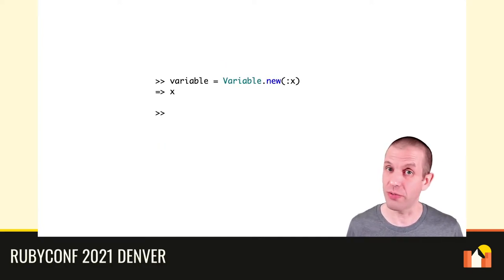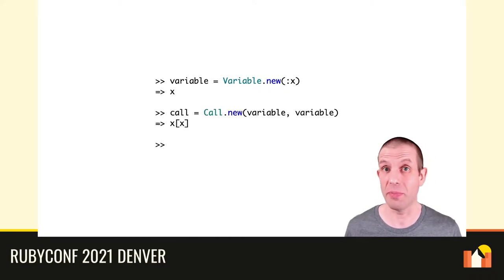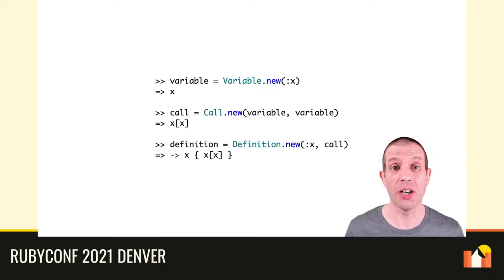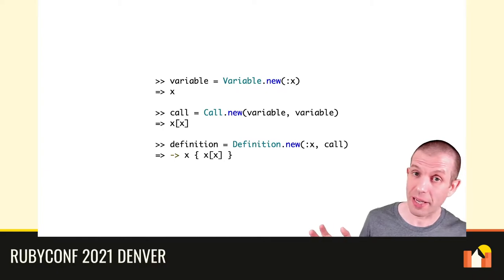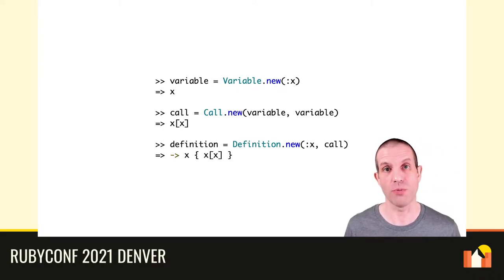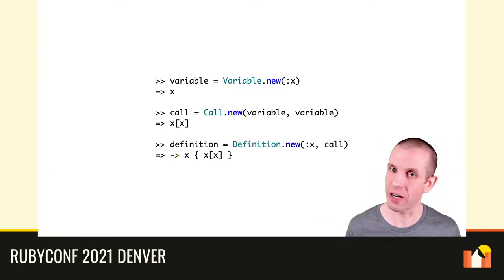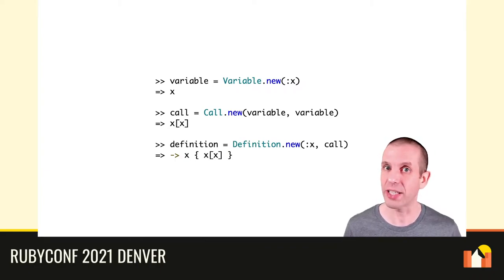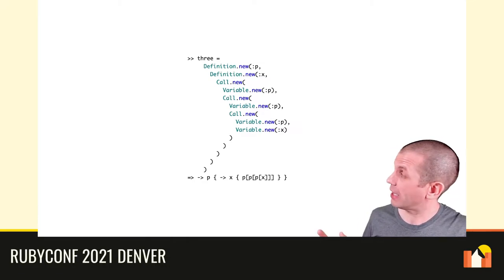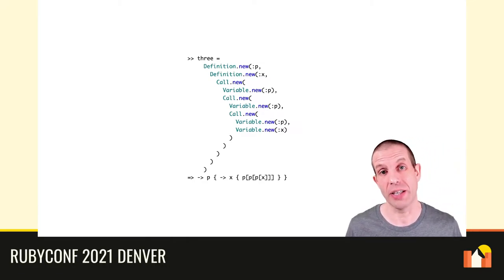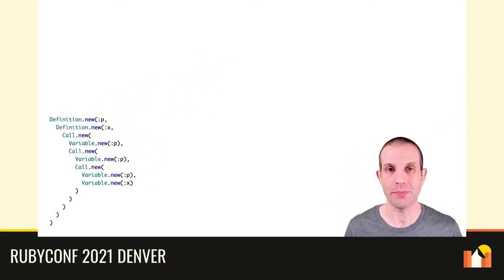Now we can make a new variable whose name is x, or a new call whose receiver and argument are that variable x, or a new definition whose body is that call. And they look superficially just like the real thing, because those inspect methods format them to look like Ruby source code. But they're not real variables or procs, they're structures made out of objects whose behavior we control. As another example, we can make a big inline structure like this to represent the encoding of the number 3.